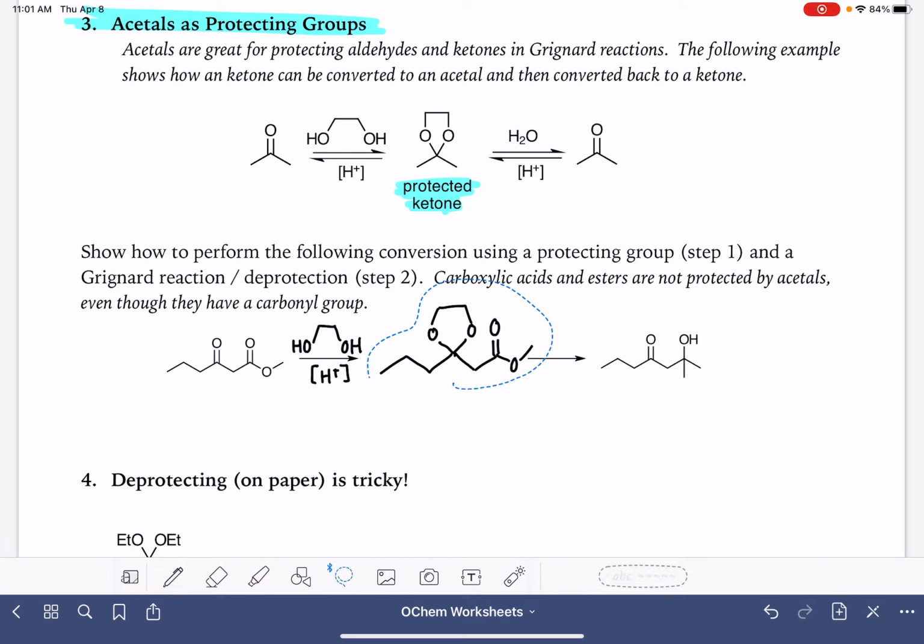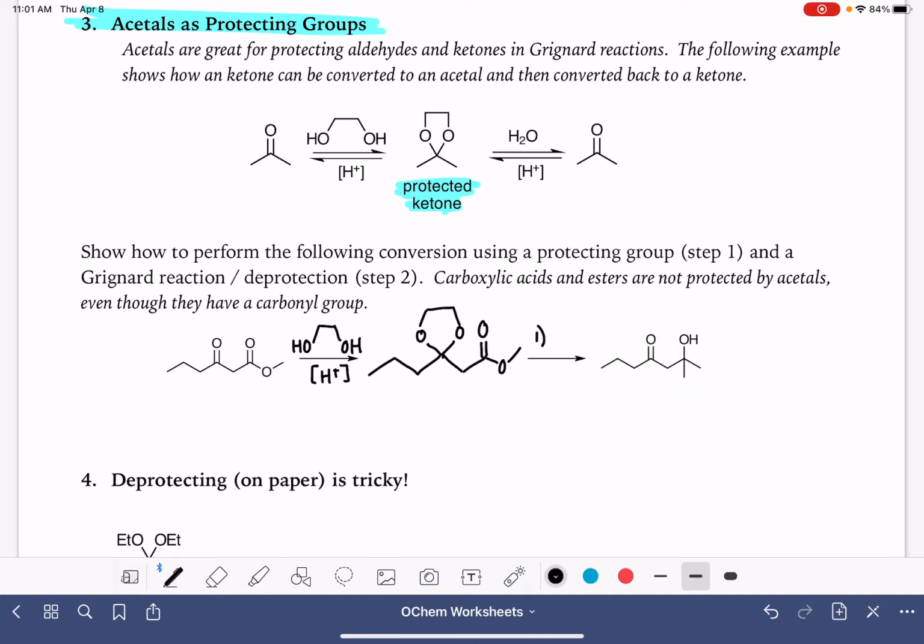It does not work with esters or carboxylic acids. So we could make this molecule right here where our ketone has been protected by the formation of the acetal, but the ester is still available. And then we can do our Grignard reaction. It looks like in this Grignard reaction, we're using a methyl Grignard, CH3MgBr. We would need excess of that. And then follow that up with H3O+.